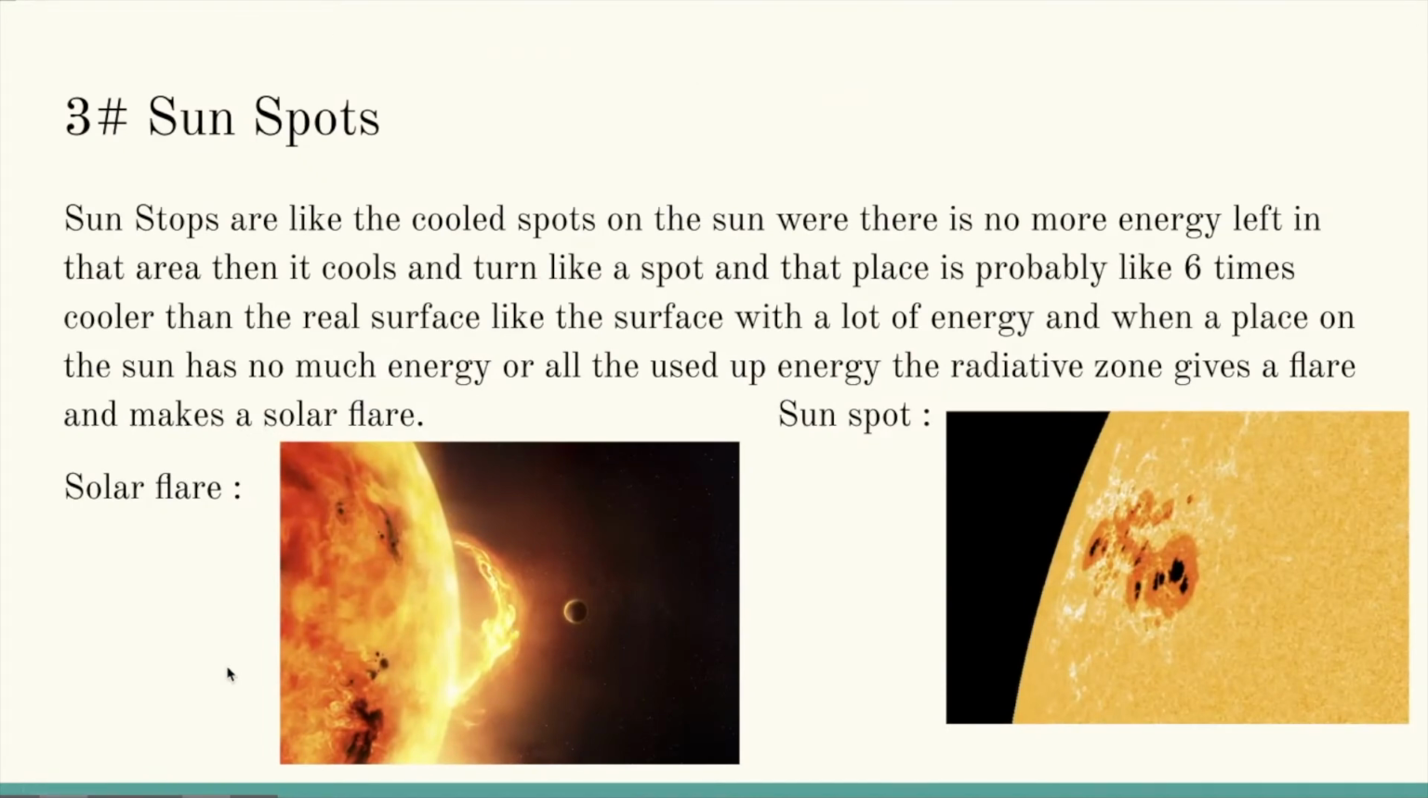So sunspots are like the coolest spots on the sun where there's no more energy left in the areas. Then it cools and turns into a spot, and the place is like 6 times cooler than the real surface. The real surface has a lot more energy than a place that has no more energy or has used up all the energy. The radiative zone gives a flare or makes a solar flare.